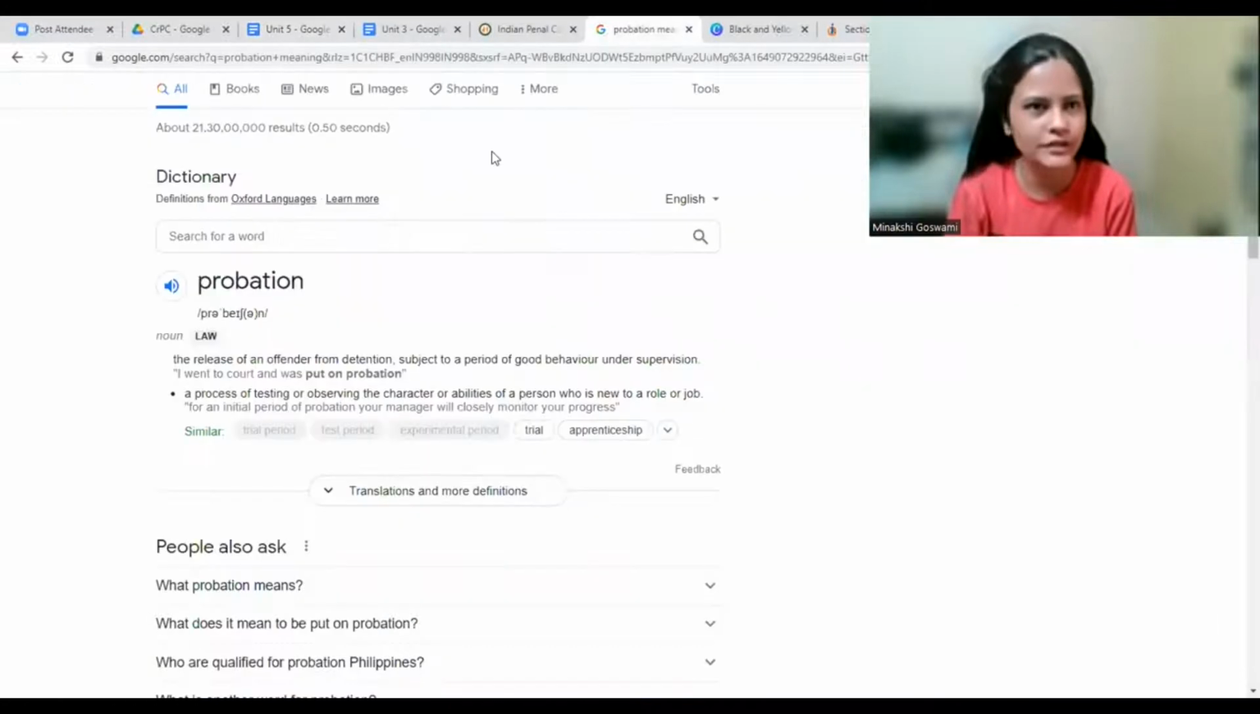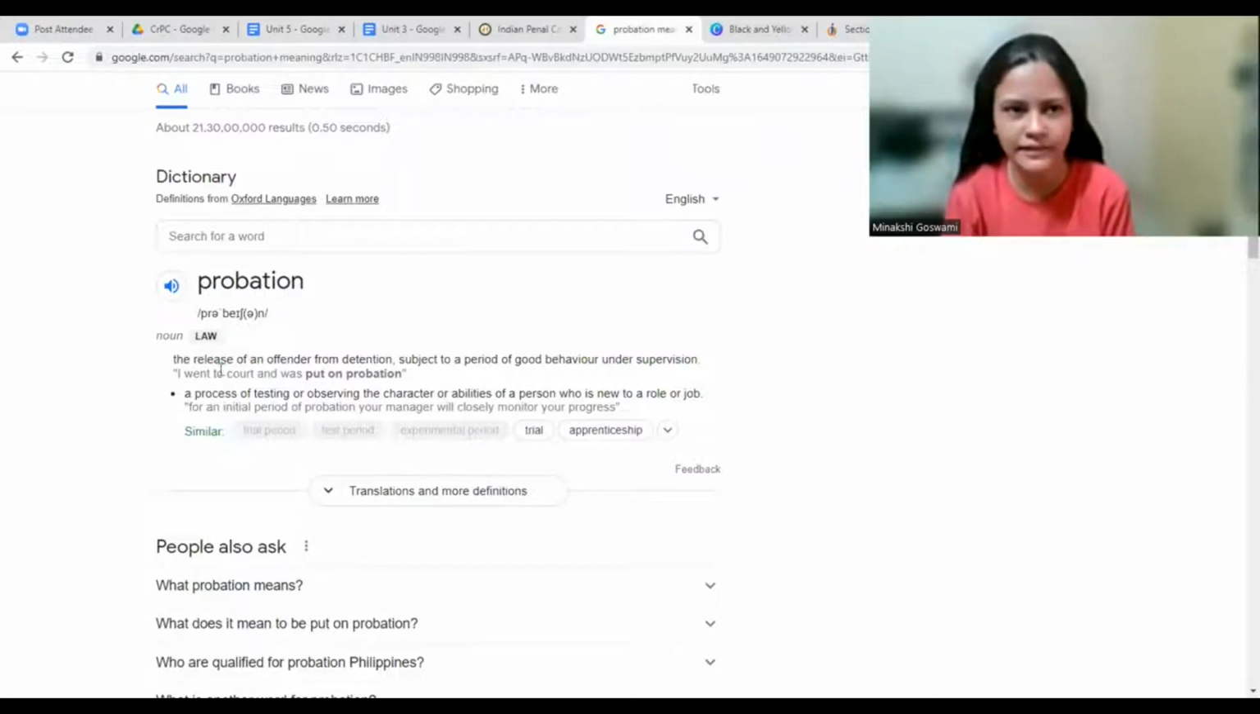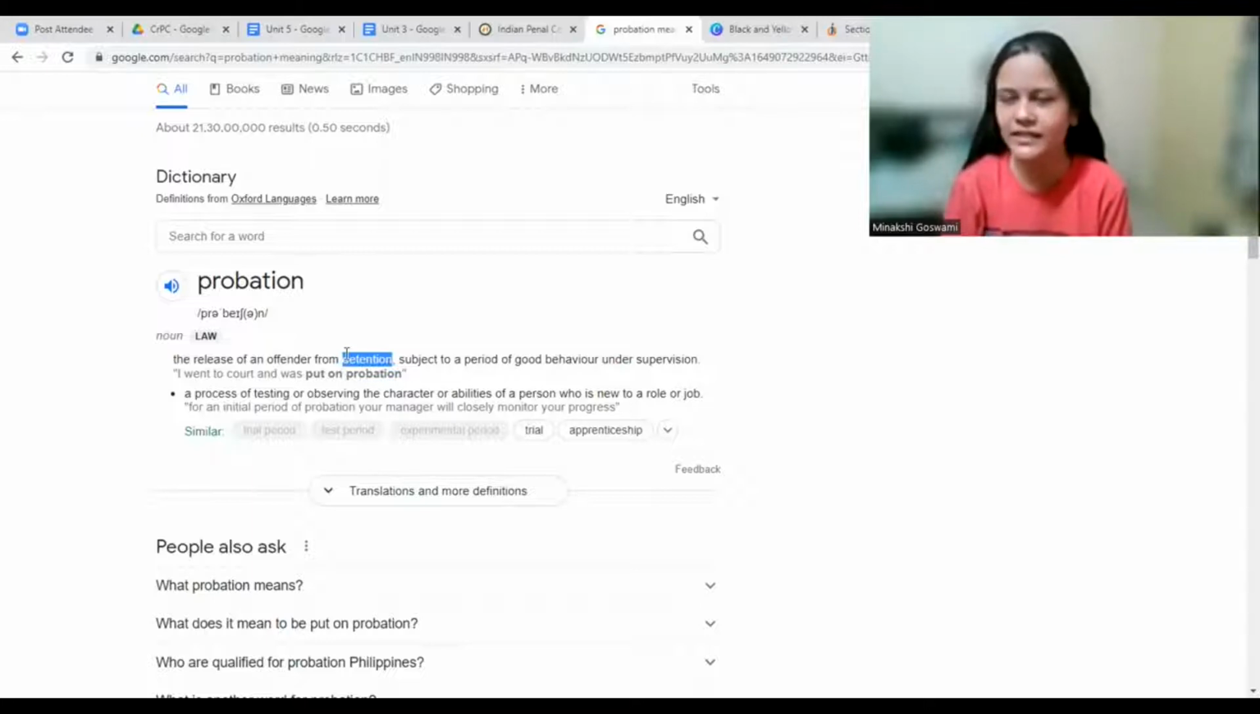Probation of Offenders Act. So now what is probation? Probation is nothing but release of offender from detention. Otherwise, once a person commits a crime, whether it's IPC or some other legislation, punishment is also mentioned there. Maximum 3 years, maximum 5 years, whatever is the punishment, based on that the person should ideally be punished. But sometimes it might happen that because already the prisons are overcrowded, right?